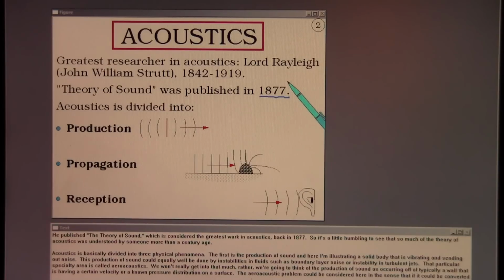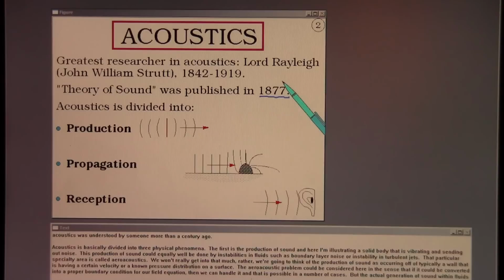Acoustics is basically divided into 3 physical phenomena. The first is the production of sound, and here I'm illustrating a solid body that is vibrating and sending out noise.